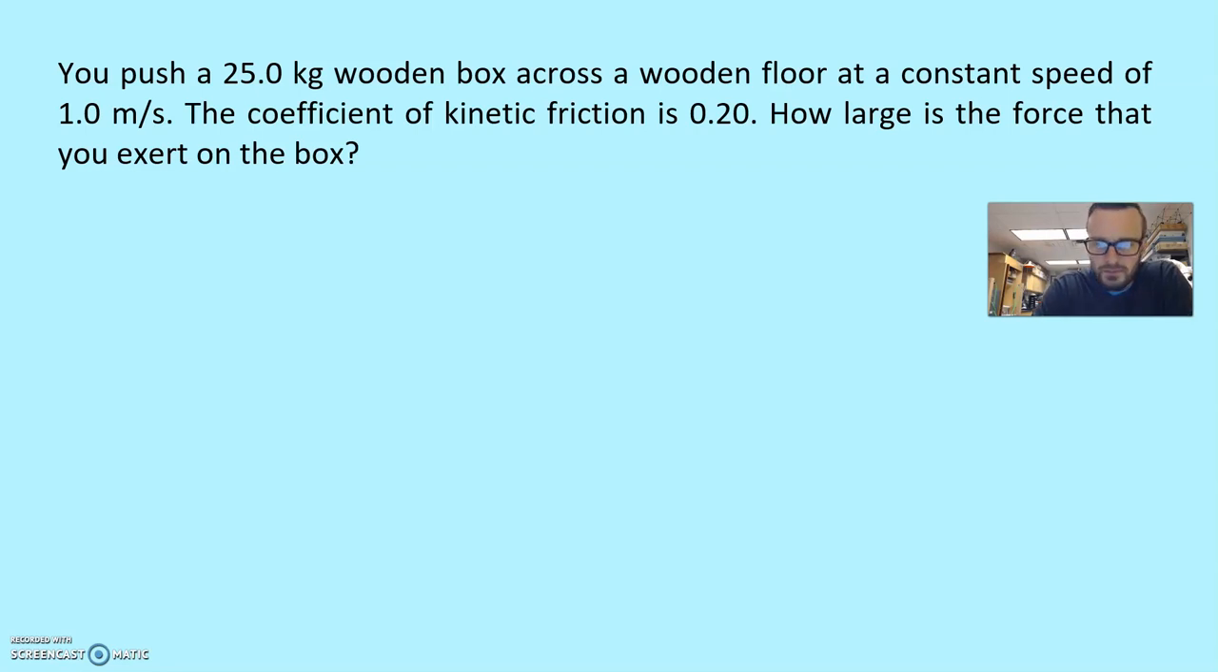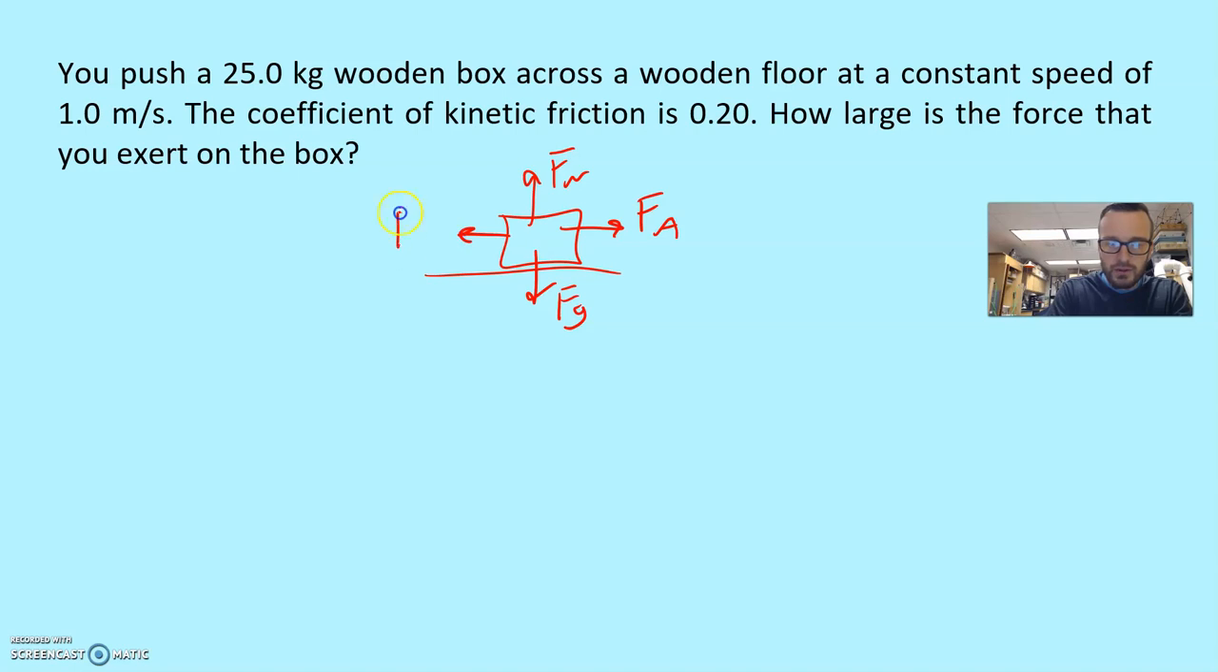Let's look at another one. You push a wooden box across the floor at a constant speed. Constant speed means balanced forces. That's one of our conditions for equilibrium. So if we have Fg down, Fn up, we have Fa, our applied force, and we have Ff. Since we are going at a constant speed, we can say for certain that Fa is equal to Ff.